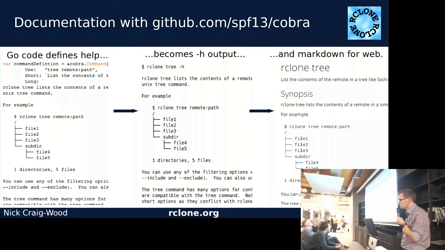Cobra helps with the docs too. When you write a command, Cobra makes command help for it and then has a really easy way of turning that into Markdown for the website. So on the left we have the code. In the middle, that's when you run Rclone with -h, and on the right is the website. So a lot of the help on the website was generated this way, and it helps keep everything nice and consistent. I then use pandoc to turn the Markdown into a man page, and one big HTML file for the download, for the Windows users mostly.